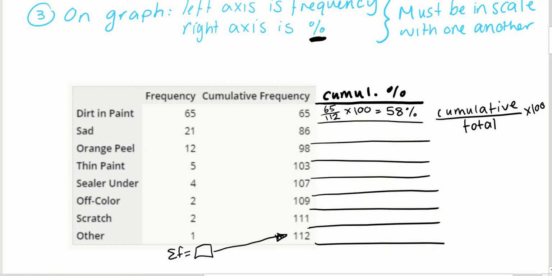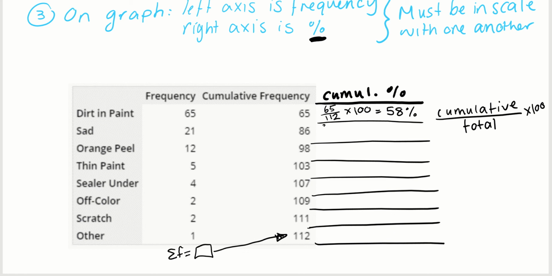Now, I should mention what this piece of information is about. So this was reasons that paint can be faulty, okay? So a painting company went down and they said, okay, what are the main reasons, what are the main complaints we have? And so when people have faulty paint, 65 people said that was because there was dirt in paint. 21% people were sad. I'm guessing that just means they didn't like the colour, perhaps, but these were all reasons why people complain about the paint of their house, perhaps.